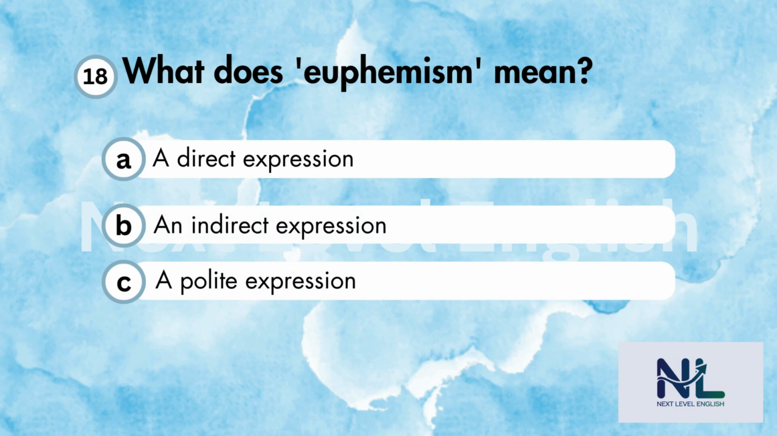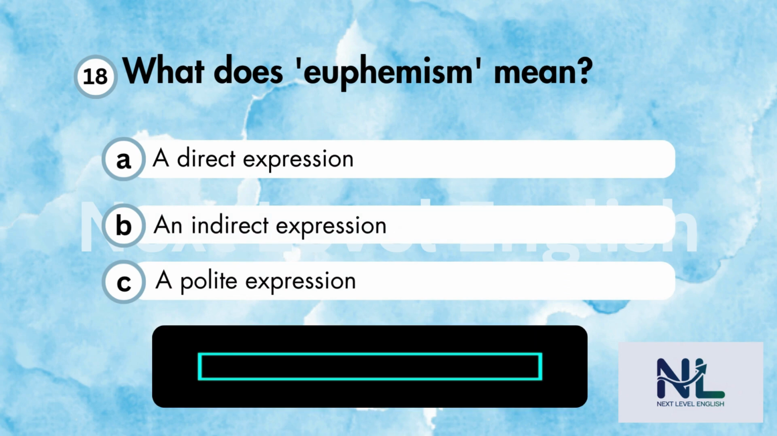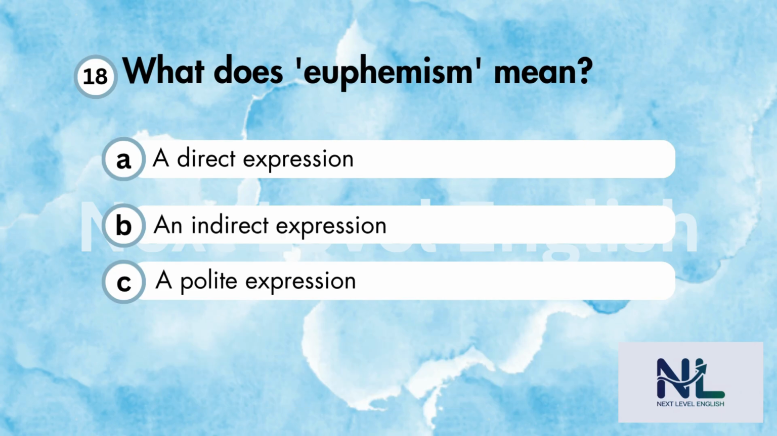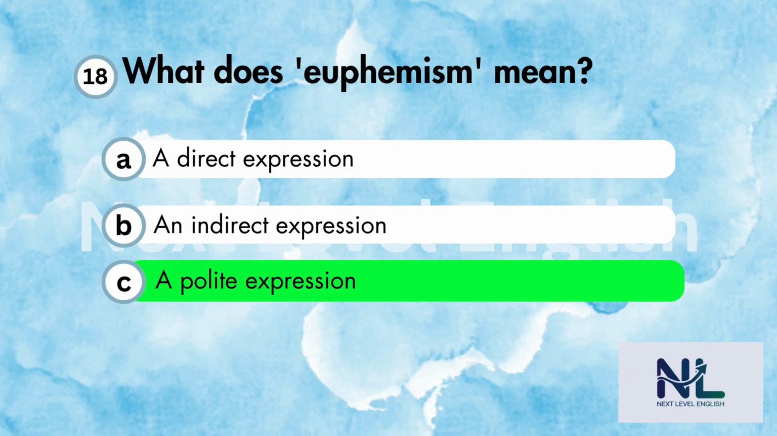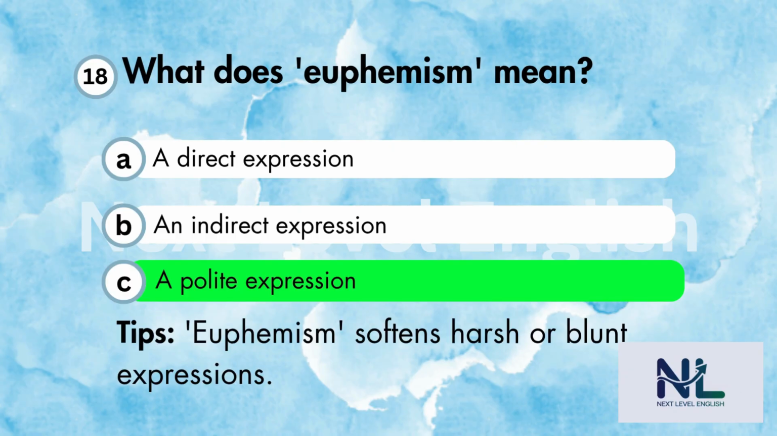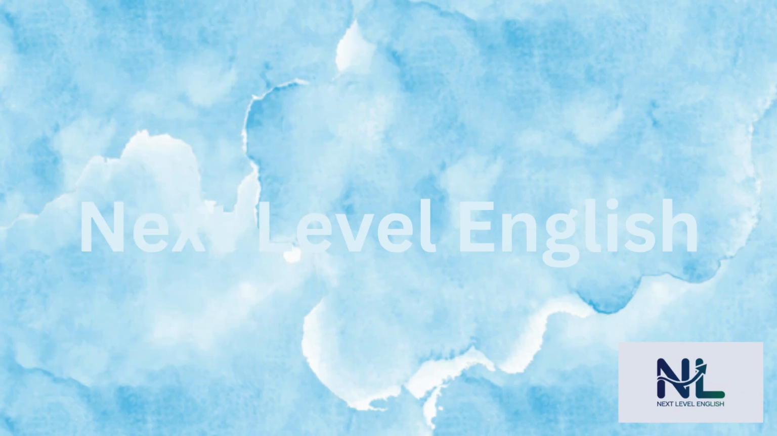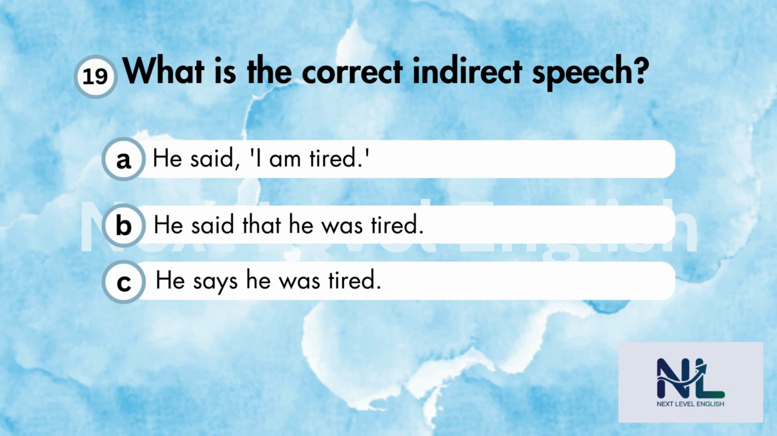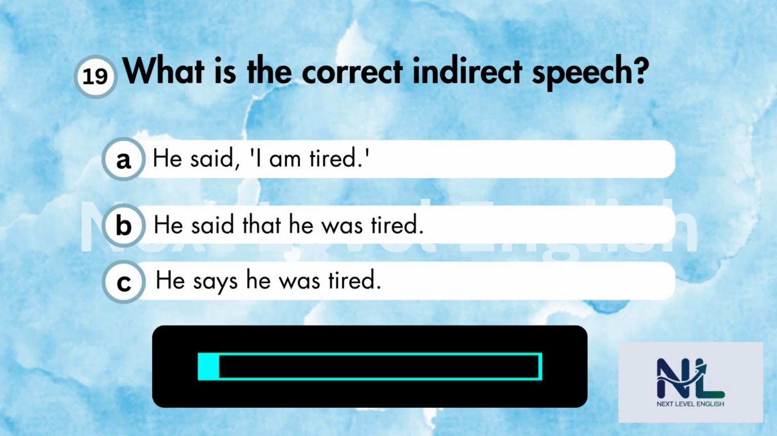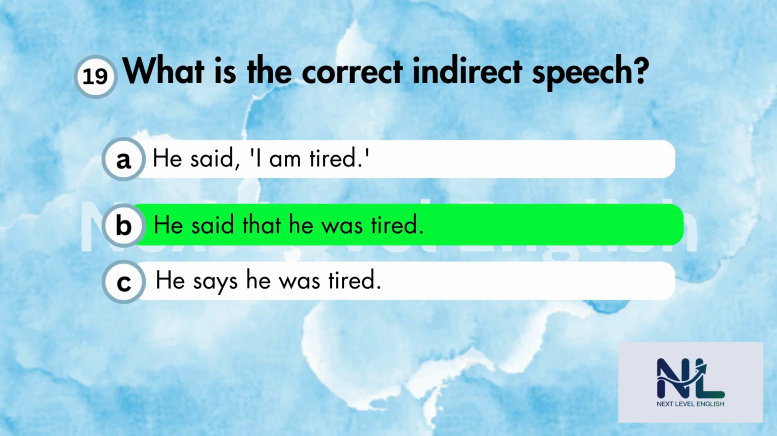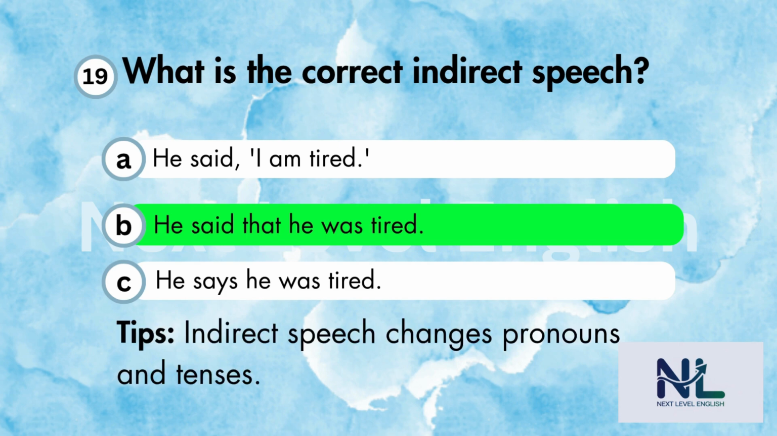18. What does euphemism mean? A polite expression. Tips: euphemism softens harsh or blunt expressions. 19. What is the correct indirect speech? He said that he was tired. Tips: indirect speech changes pronouns and tenses.